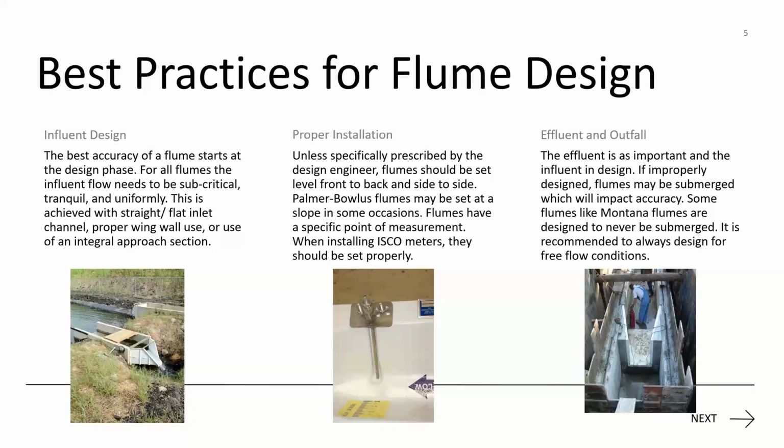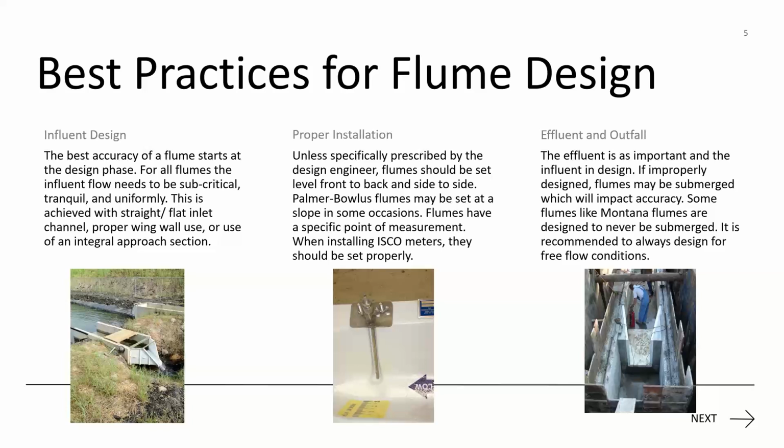And when using measurement devices such as a bubble tube or an ultrasonic, they need to be set at the exact point of measurement. This is often found on the shop drawings, or as you can see in this picture, it's just directly across from the staff gauge that was installed at the factory.